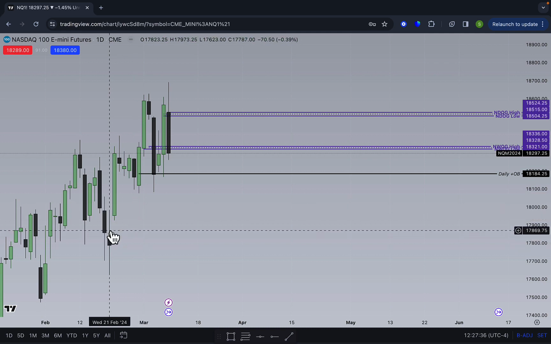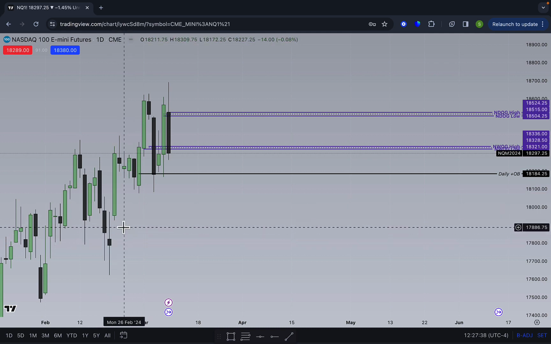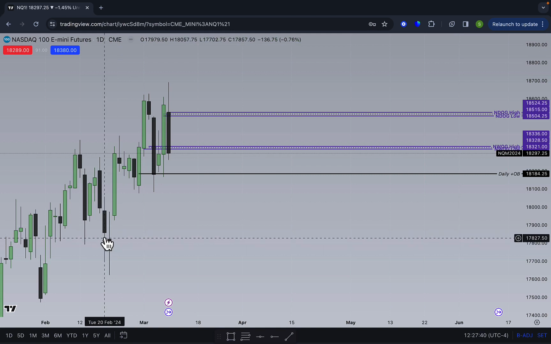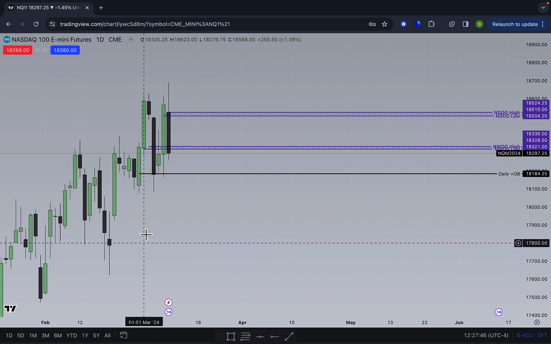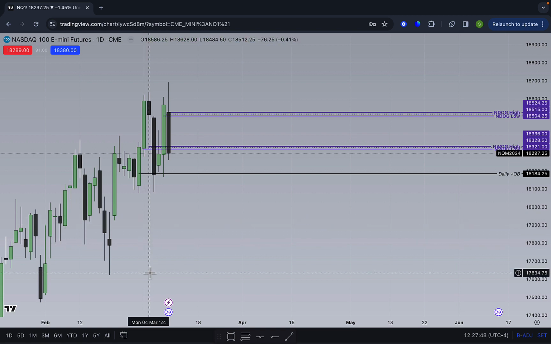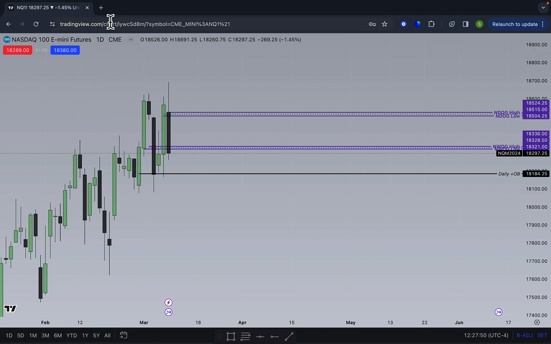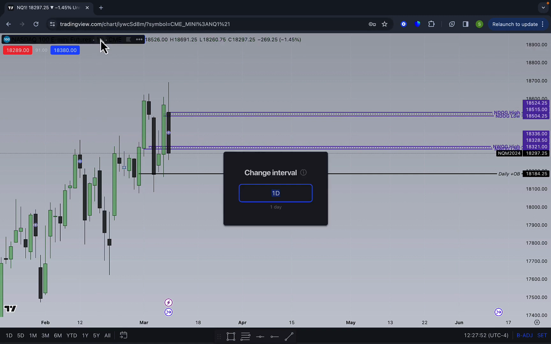So everything in here, and we have multiple volume imbalances that you can mark. We have this one here between these two candles, and then obviously this large range here that would need to be balanced out. Okay, so I think that'll be enough for the daily.